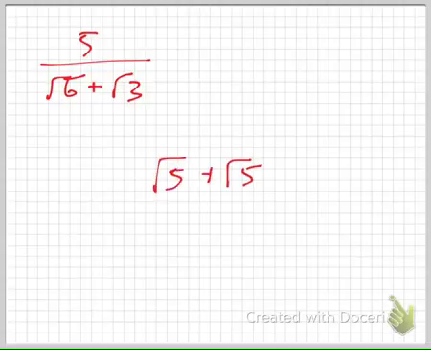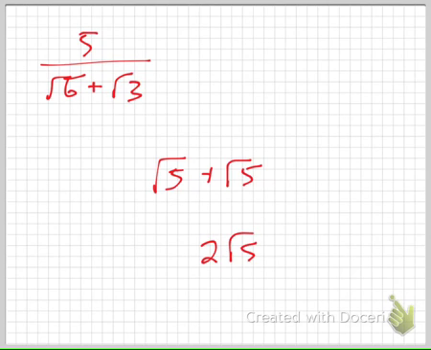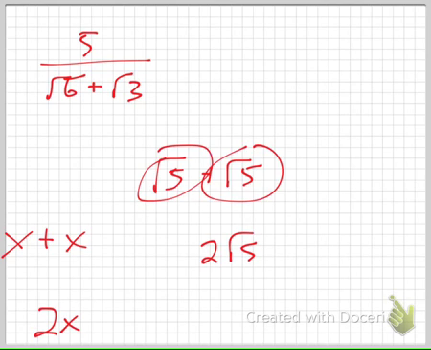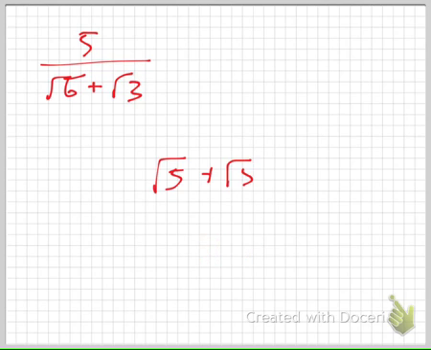Listen, if I have the square root of 5 plus the square root of 5, you know what that is? That's 2 times the square root of 5. Just like if it was x plus x, what would that be? 2x. Does that make sense? If I have the square root of 5 and I add a square root of 5, I now have 2 square root of 5s, right? So the only way you can add these guys is if they're identical, which they are not. So watch.